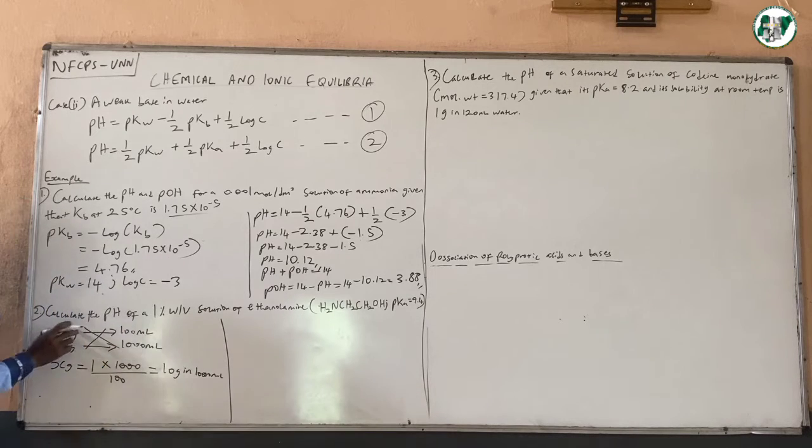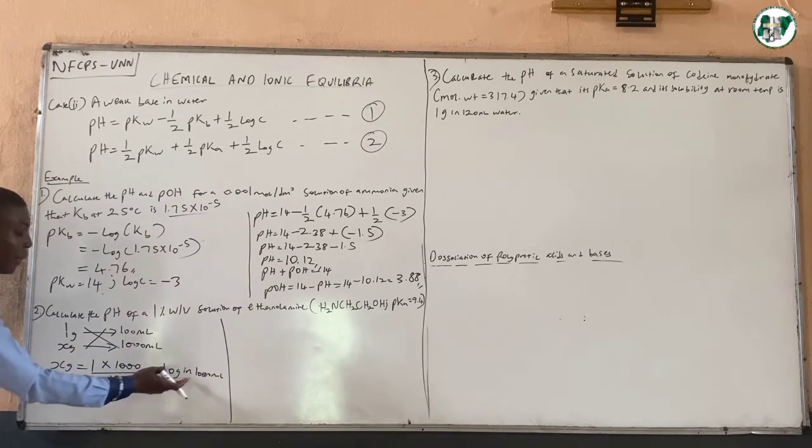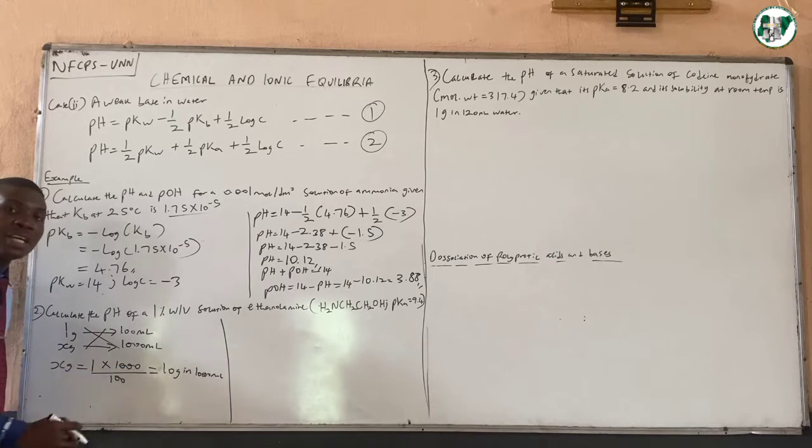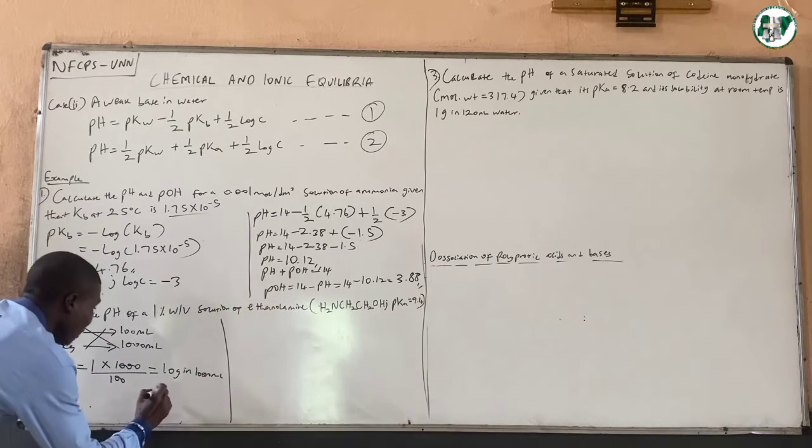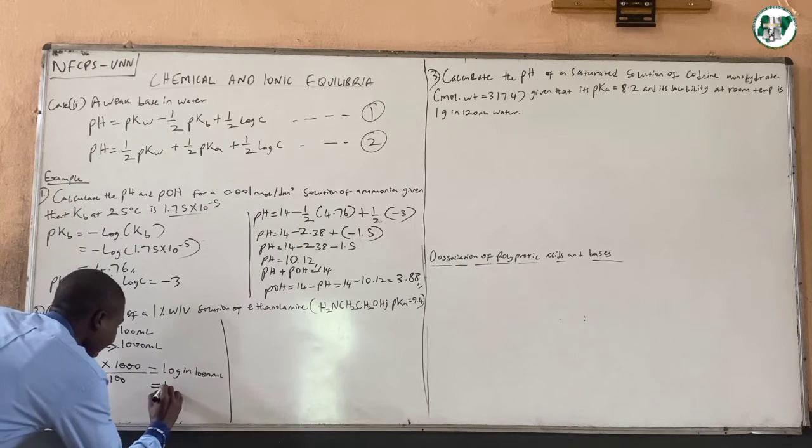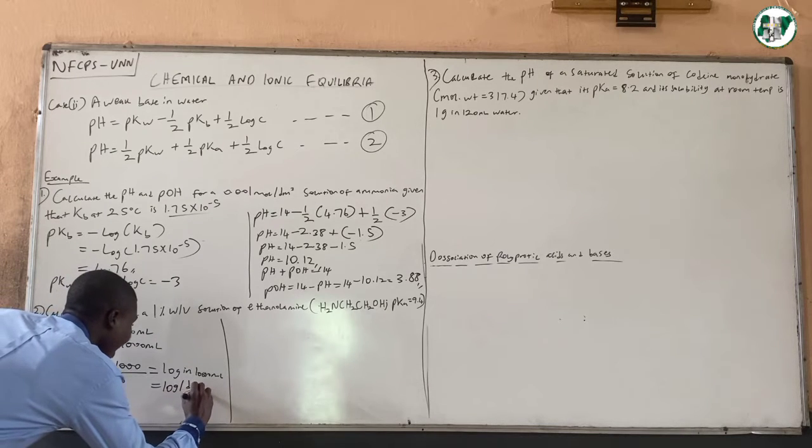So if 1 gram is present in 100 ml, it means that 10 gram is present in 1000 ml. If 10 gram is present in 1000 ml, we know that 1000 ml is 1 dm cube, it simply means that the concentration of this solution is 10 gram per dm cube.